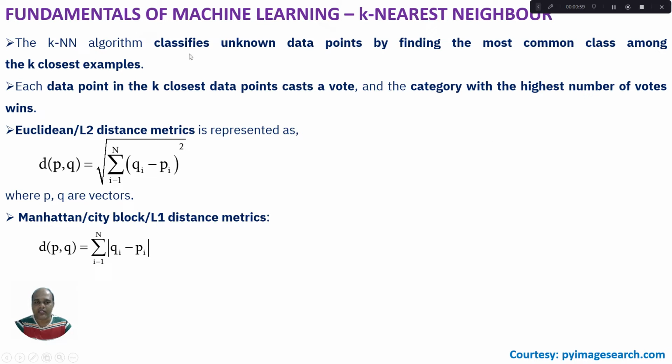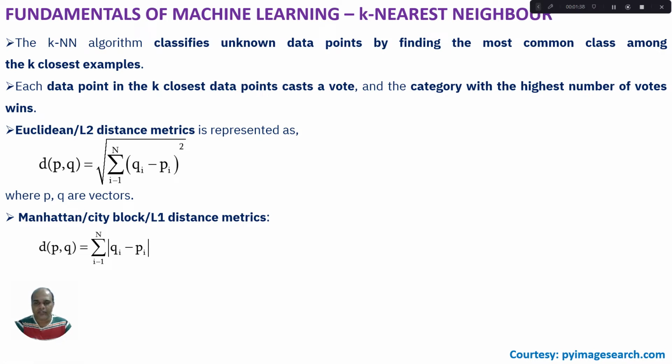The K nearest neighbor algorithm classifies unknown data points by finding the most common class among the K closest examples. Each data point in the K closest data points casts a vote, saying a particular class label for the new data point. Depending upon the highest number of votes, a particular label is assigned to the new data point. That is how this K nearest neighbor classifier works.